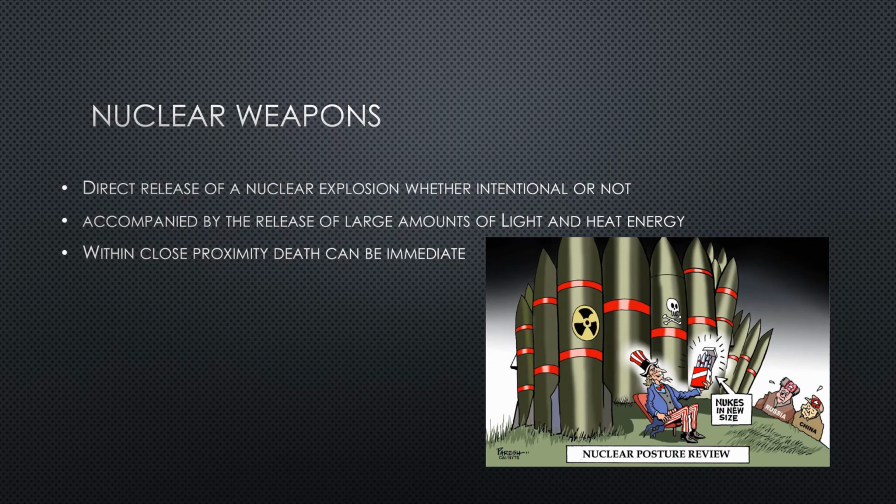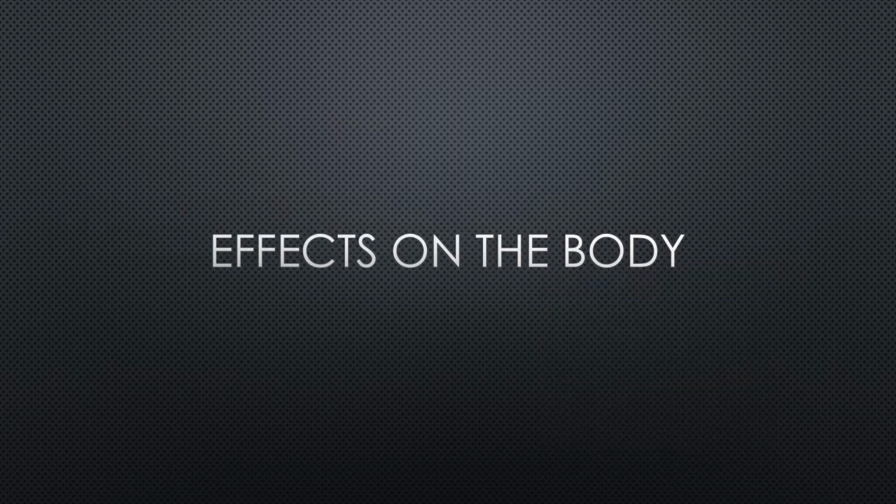Next, we have nuclear weapons. These are weapons designed to release nuclear material as a result of a large nuclear explosion, whether intentional or not. They are usually accompanied by a large amount of light and heat energy, and within a close proximity can be lethal immediately. A large-scale nuclear attack is designed to interrupt critical infrastructure such as transportation, financial, and government services, and it could nearly shut down an entire country. Next, I will be going over the effects of these agents on the human body.